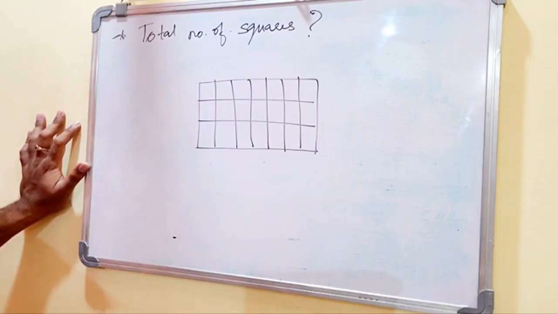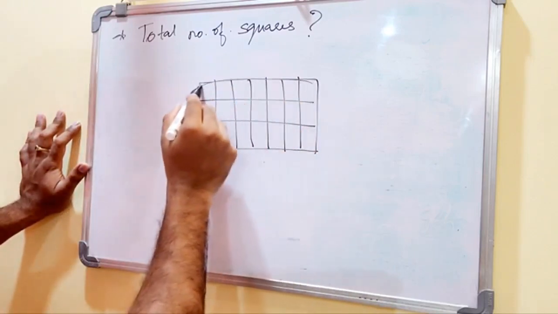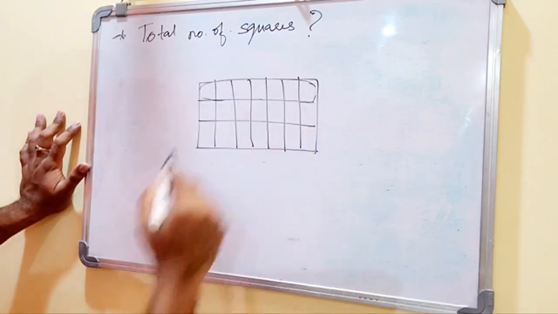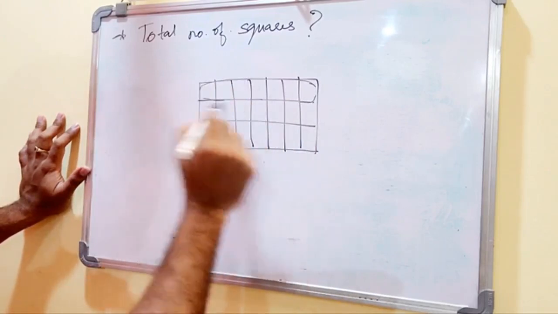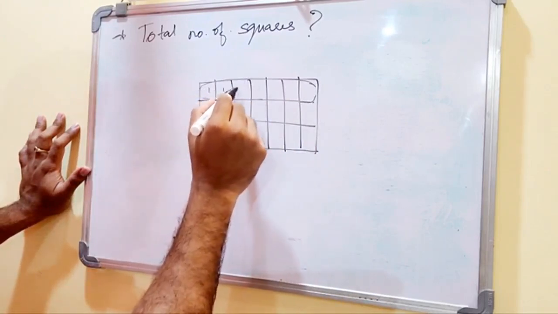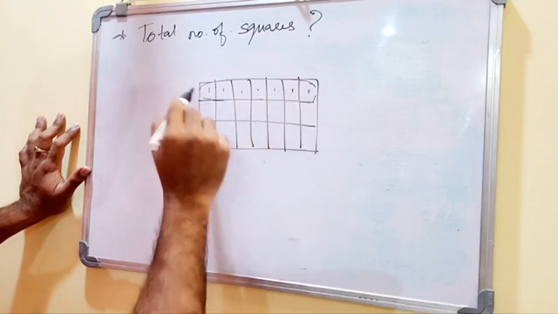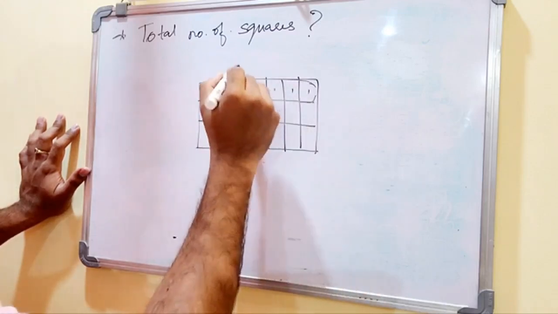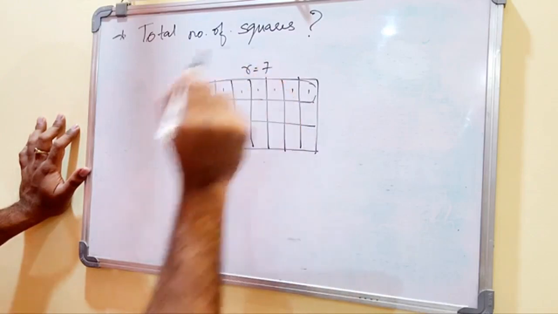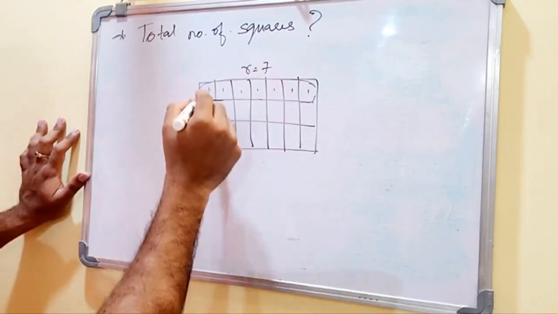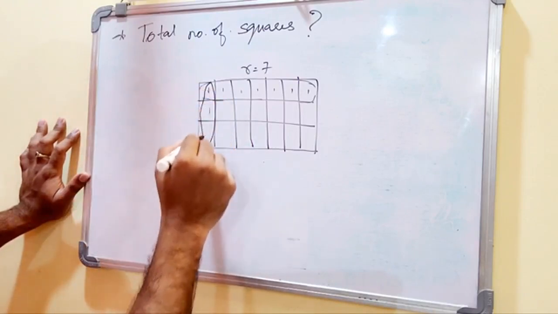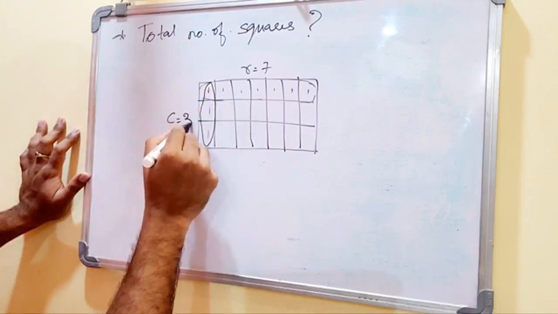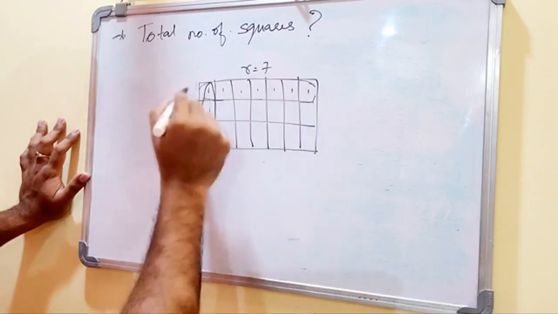So first you take this row and count how many squares are there in this row. 1, 2, 3, 4, 5, 6, 7. There are 7 squares in this row. So write R equals 7. Now, second step, find how many squares are there in this column. 1, 2, 3. So in this column there are 3 squares. In this row there are 7 squares.